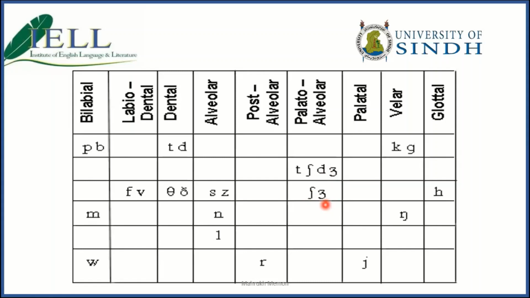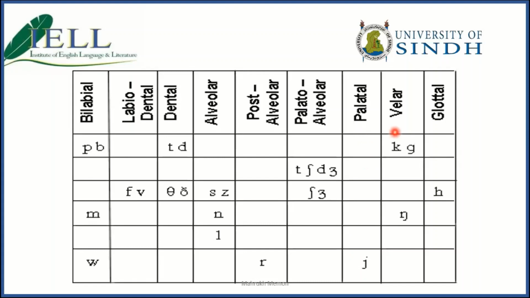Television, okay, so ch, j, sh. In all these cases, we are producing through palato-alveolar. So these are the sounds which are palato-alveolar. Then we have yeah, which is purely palatal. This is the y sound, as in yes, as in your. In that case, that is purely palatal.